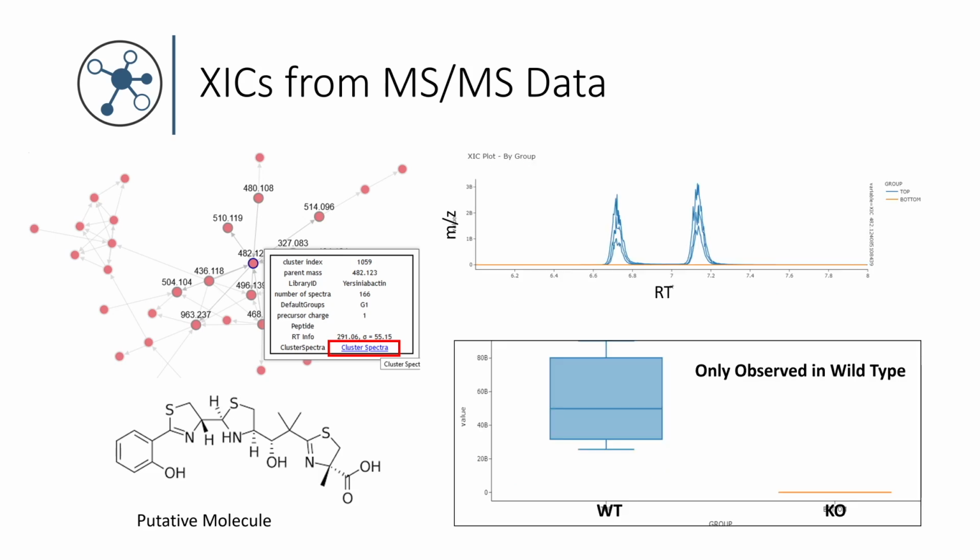And then secondly, within this experiment, it's actually a set of samples from a wild type and a knockout.